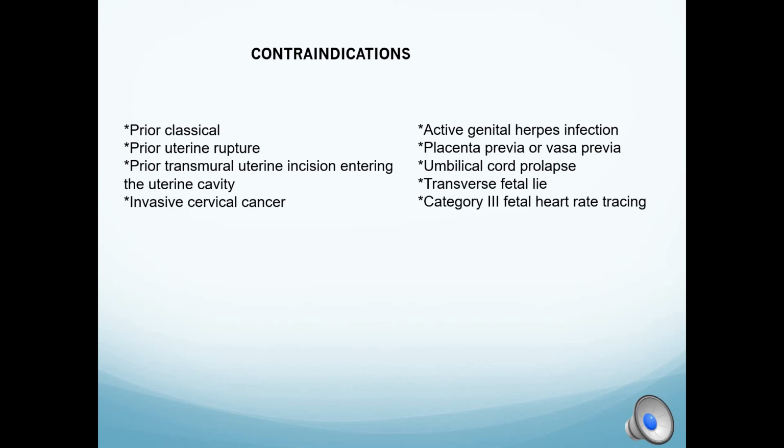Contraindications related to the mother include prior classical cesarean section or uterine rupture, entering the transmural uterine incision, entering the uterine cavity during myomectomy, invasive cervical cancer. All of this and more could be contraindications for using oxytocin. Active genital herpes infection, placenta previa or vasa previa, umbilical cord prolapse, transverse fetal lie, category 3 fetal heart rate tracing could hurt the fetus. So this could be a contraindication due to fetal causes.